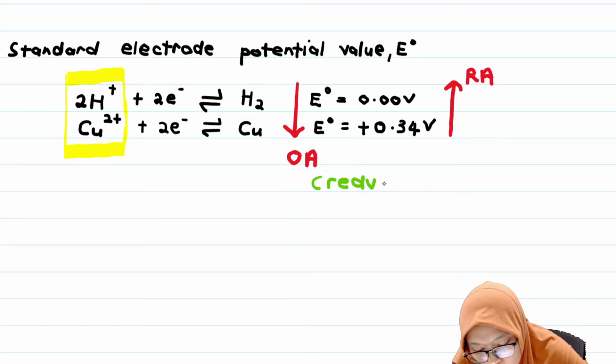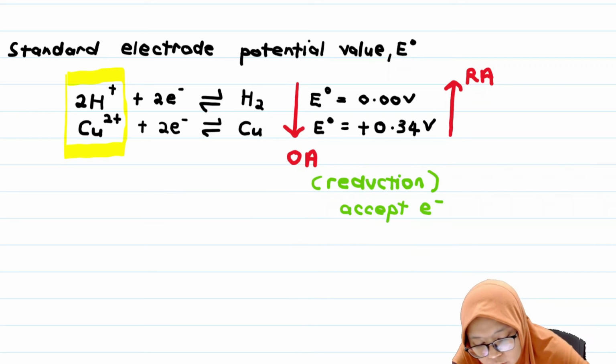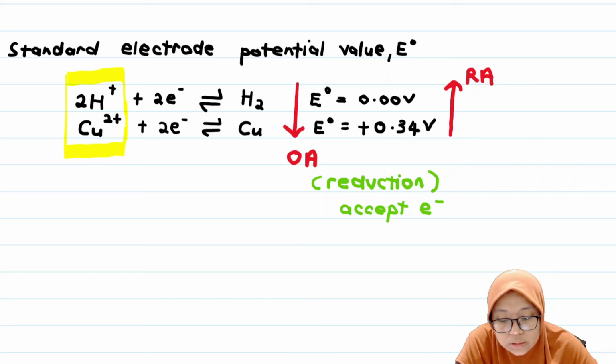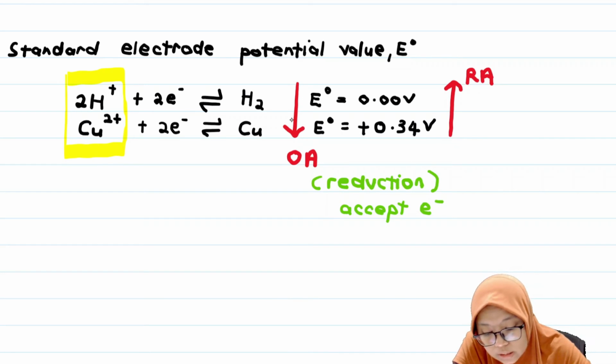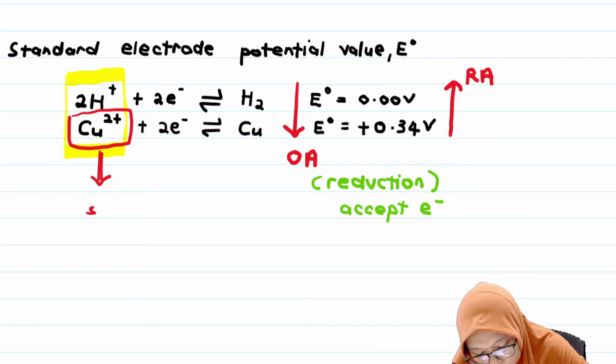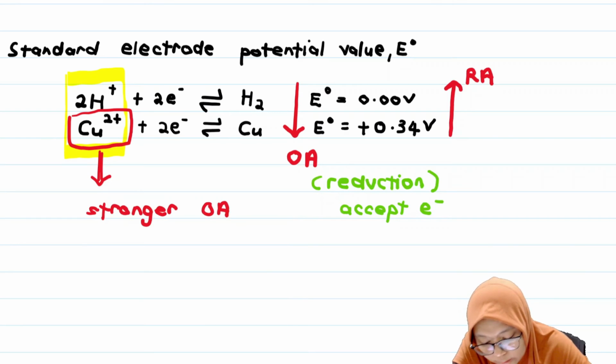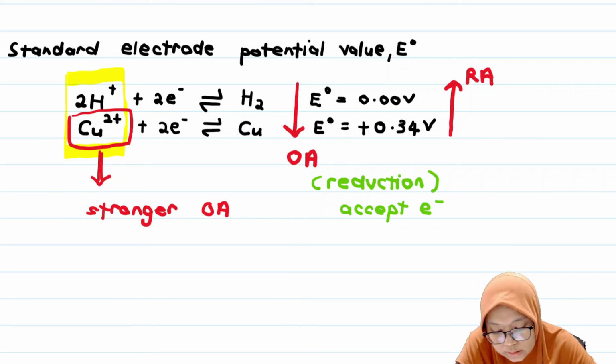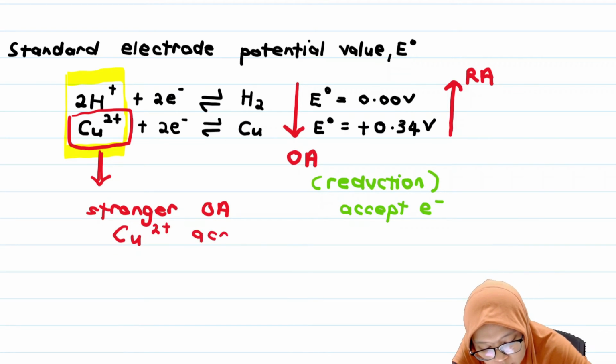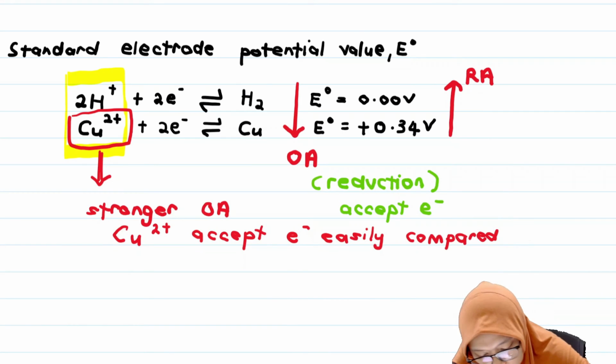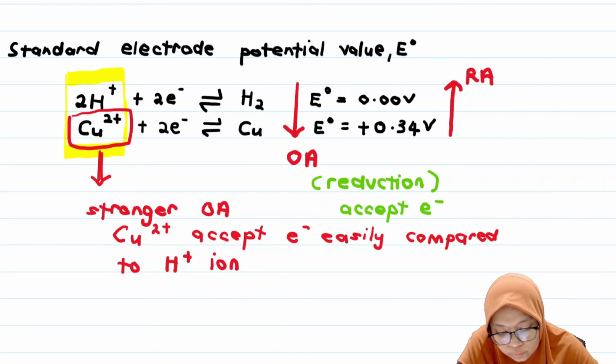And as you know, reduction reaction means that you are accepting electron. So in this cell, we want a stronger oxidizing agent. Which one is the stronger oxidizing agent? Obviously, copper 2 plus ion is a stronger oxidizing agent. So when copper 2 plus ion is a stronger oxidizing agent, what happens in the cell is the copper 2 plus ion will accept electron easily compared to hydrogen ion. So copper 2 plus ion will accept the electron and undergo reduction reaction.